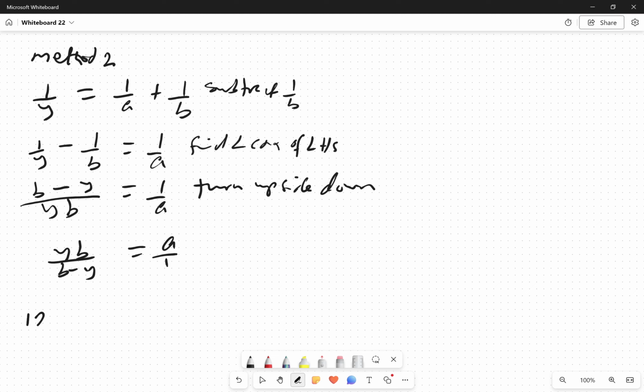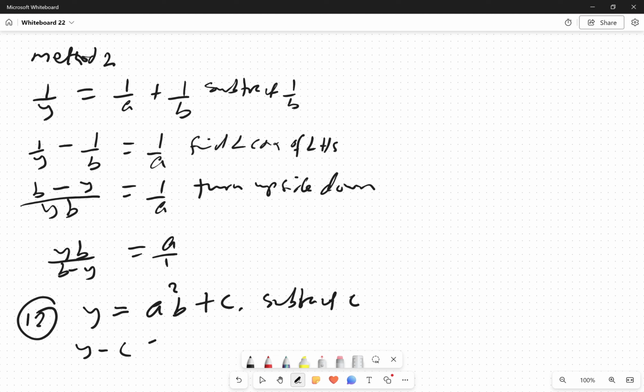Number 12. So let's say I have y is equal to a squared b plus c. Here we want a. So first thing, subtract c from both sides. So I have y minus c is equal to a squared b.